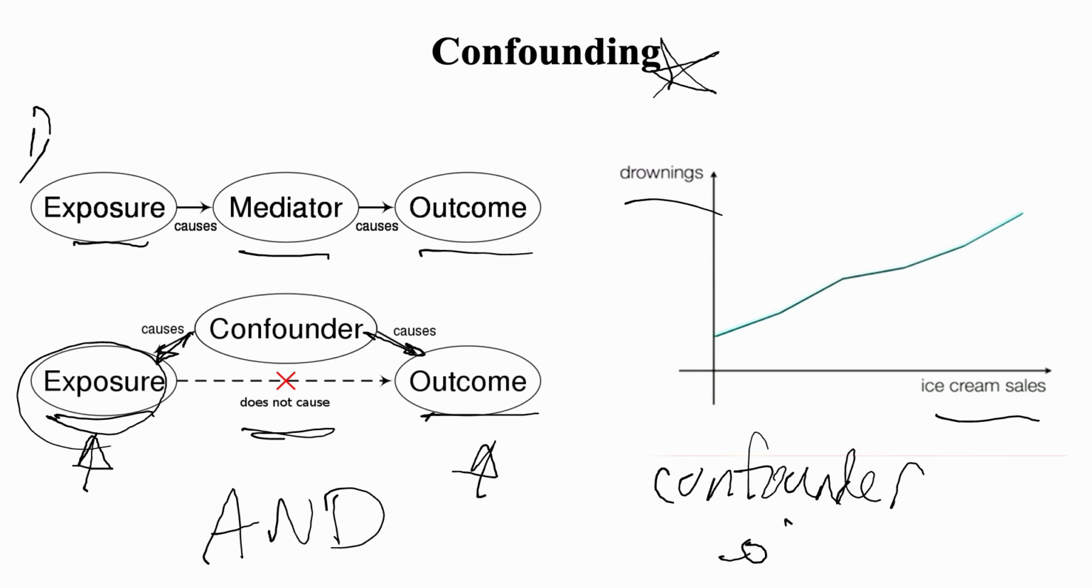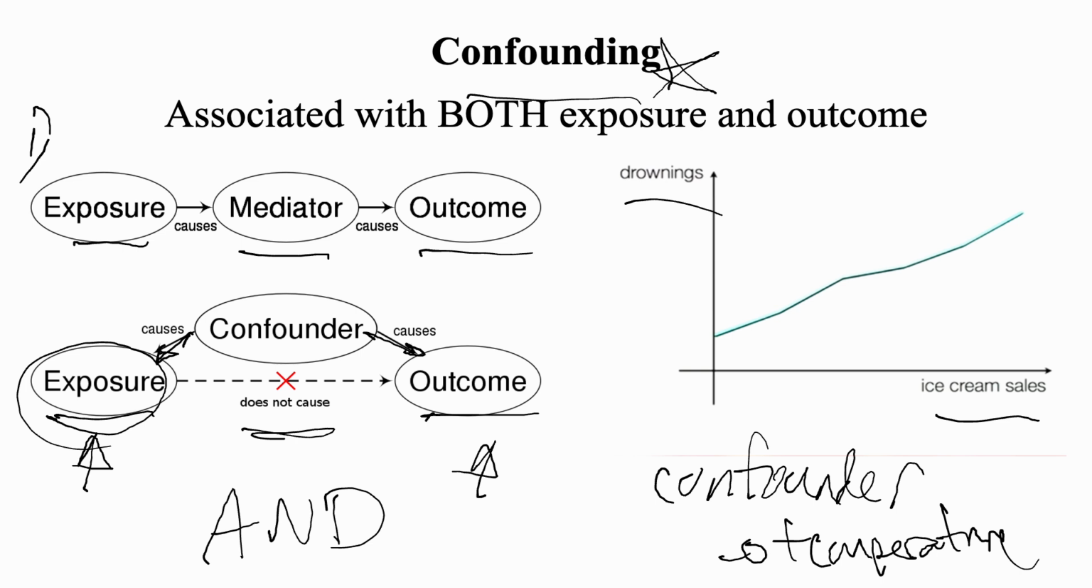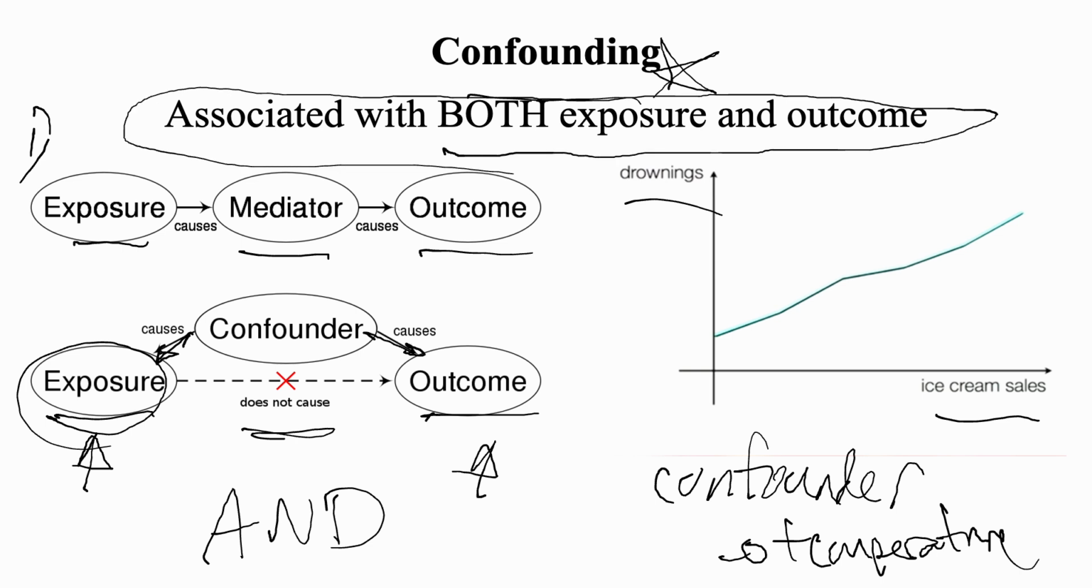which is temperature. When it's summer out, you have more ice cream sales and more people will be going outside to the pool or swimming in the lake, and they'll also increase the number of drownings. So that would be an example of confounding. Again, it's associated with both the exposure and the outcome.